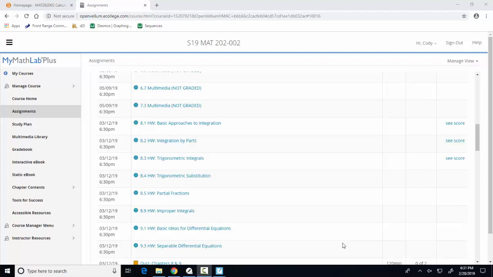So this is 8.4, example 4. We've got a definite integral. And for these, what I would recommend is just to find the antiderivative first, using trig substitution. Substitute back in for x, and then plug the bounds in. So antiderivative. Substitute back in for x. Then evaluate the bounds.